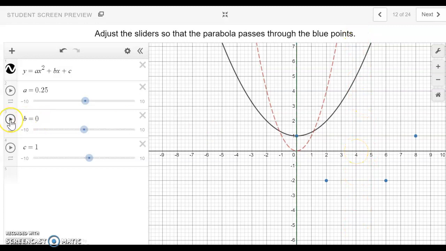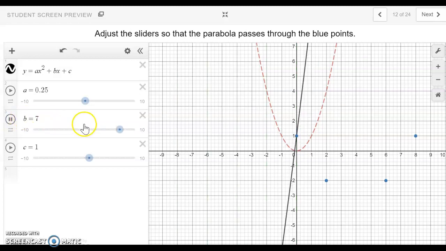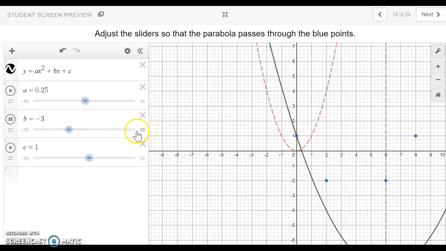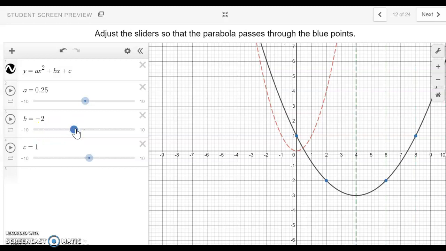So we're going to go ahead and play slider B and see where it needs to go. Over to the right, it looks like it's going in the wrong direction, but to the left, it's going in the right direction. So I'm going to just, oh, I paused it right where it needed to go. And that's at B at -2. So there you have your new graph for question 12.